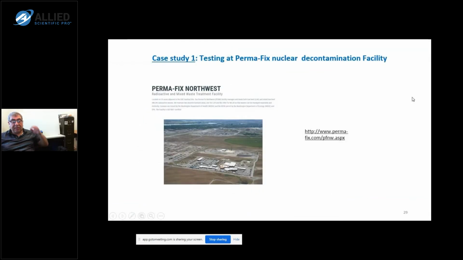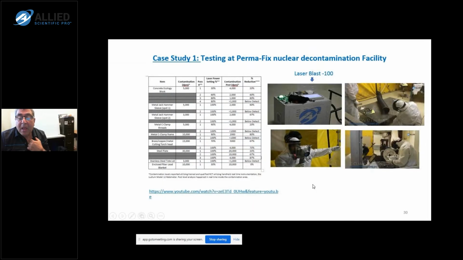So let's now look at some of our case studies. Testing at Perma-Fix Nuclear Decontamination Facility in Richland, Washington. We did go there, and this facility cleans intermediate and low-level contamination. And so we took our laser system there, and several objects such as a concrete ecology block, a metal jackhammer, a metal C-clamp, and a steel plate were cleaned.